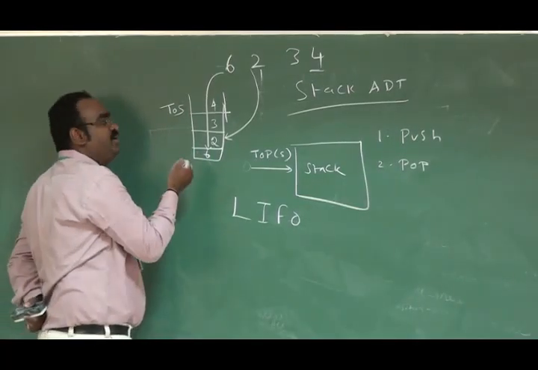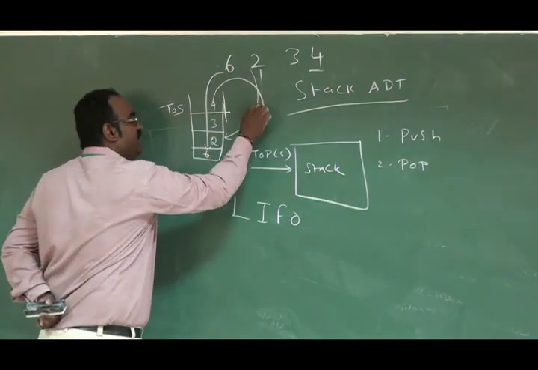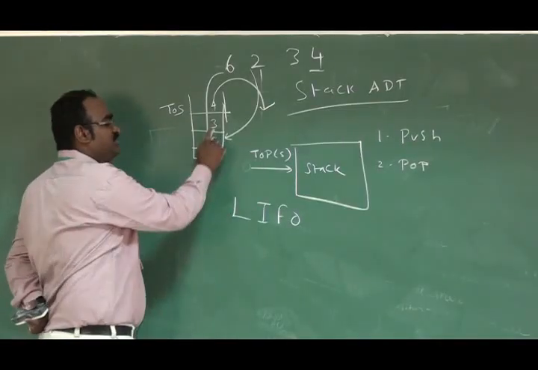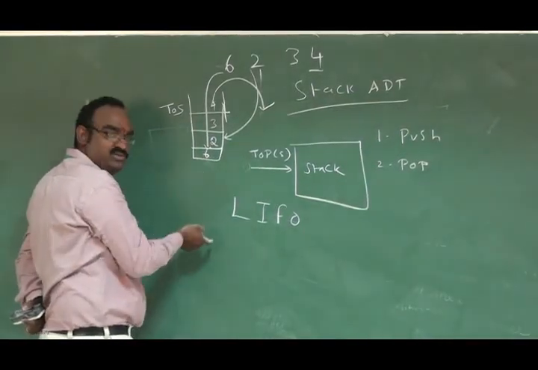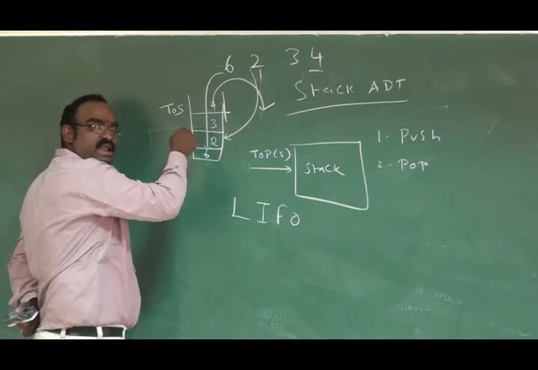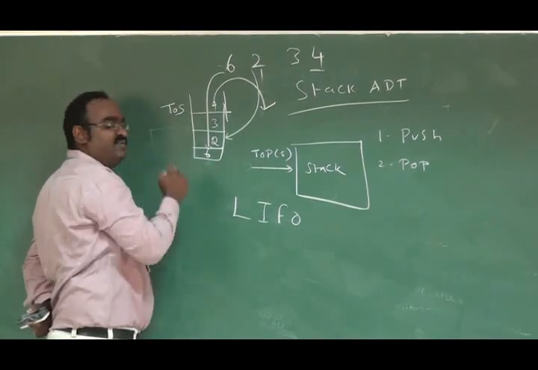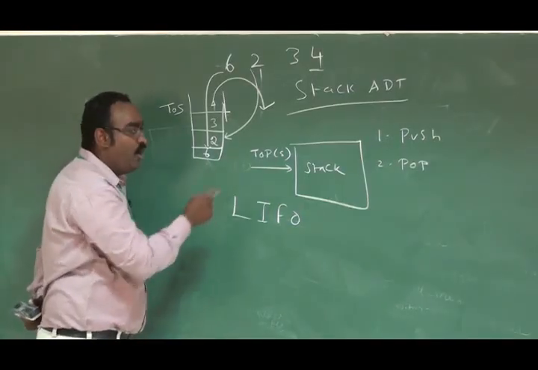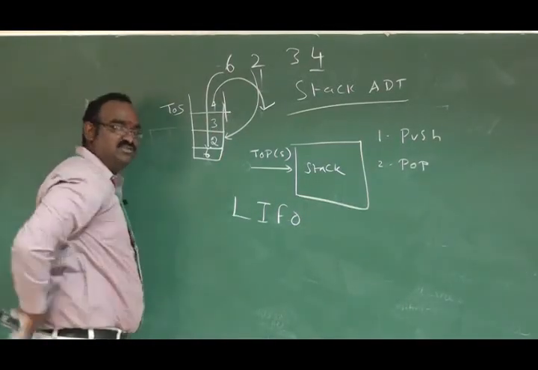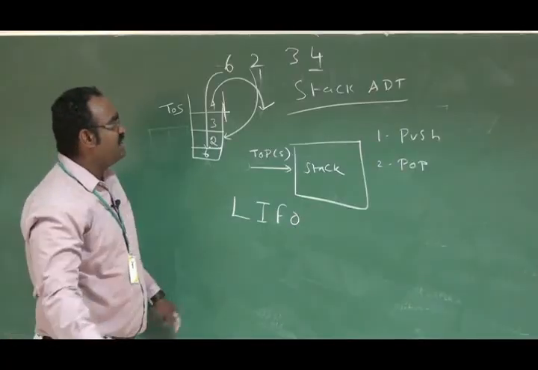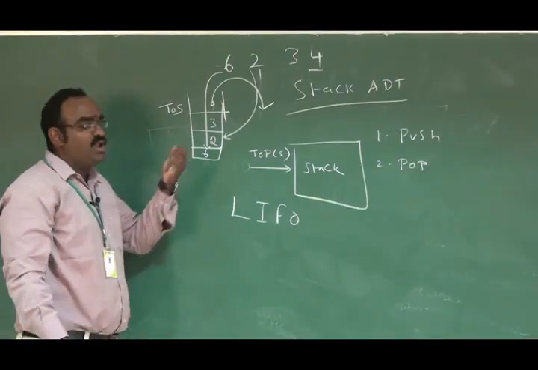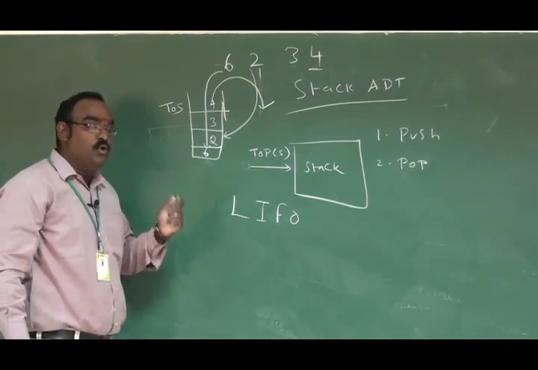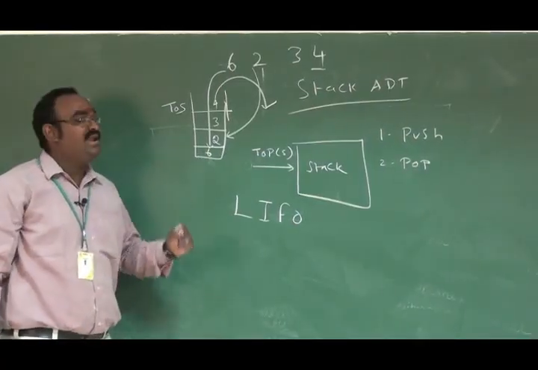Now we are performing pop. This 4 is extracted from the stack first, then 3, 2, 6. So it is last in, first out: the last inserted element is extracted from the stack first. 4 was the last element inserted, but when you perform the pop operation, 4 is the first to go out of the stack. A stack is very easy to implement via a linked list. Push and pop are the two operations, instead of insertion and deletion in a linked list.